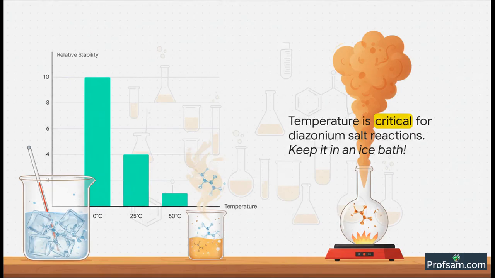And this chart here shows exactly why that temperature is so critical. Just look at this. At 0 degrees, the salt is relatively stable. We can work with it. But bring it up to room temperature, around 25 degrees, and it starts to decompose. And if you warm it to 50 degrees, it decomposes rapidly. This is exactly why the reaction must always be carried out in an ice bath.